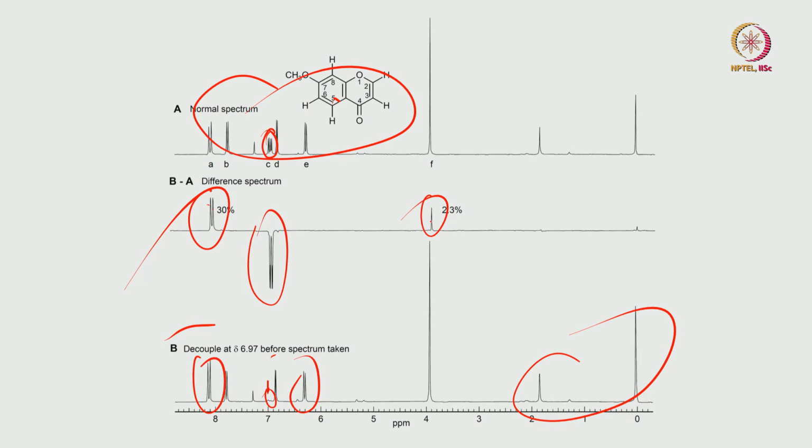That tells you this proton and this proton are having NOE, are getting NOE because of this proton you are saturating. That will establish these two are in space close to each other. There is spatial proximity between these two. That is what it tells you.